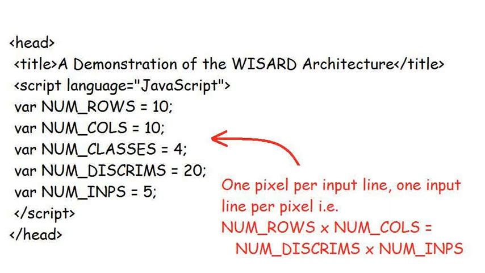If there are 10 discriminators per class, each must have 10 input lines. If there are 4 input lines per discriminator, then we would need 25 of them. I have gone for 20 discriminators, so each must have 5 input lines.